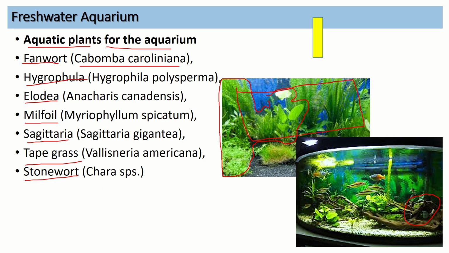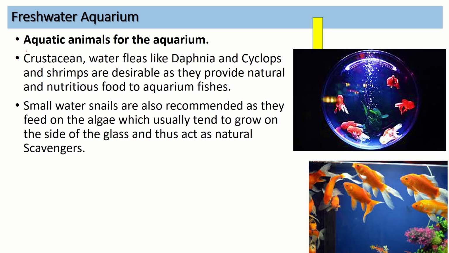Next point, aquatic animals for the aquarium. In natural conditions, fishes coexist with a large variety of aquatic animals in a freshwater aquarium. Small animals should be introduced carefully.